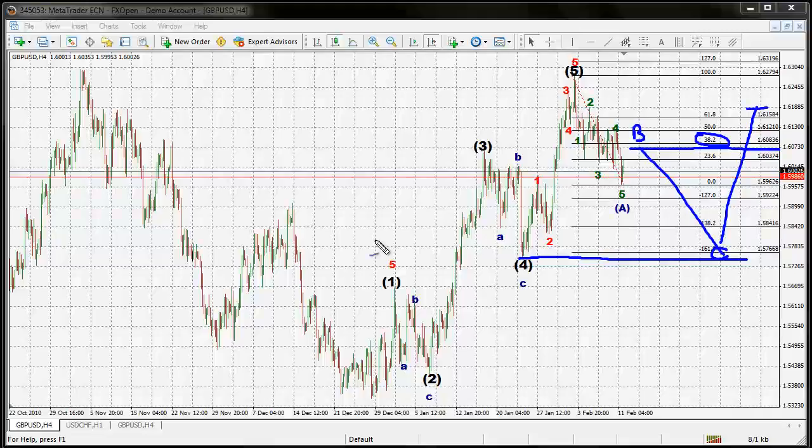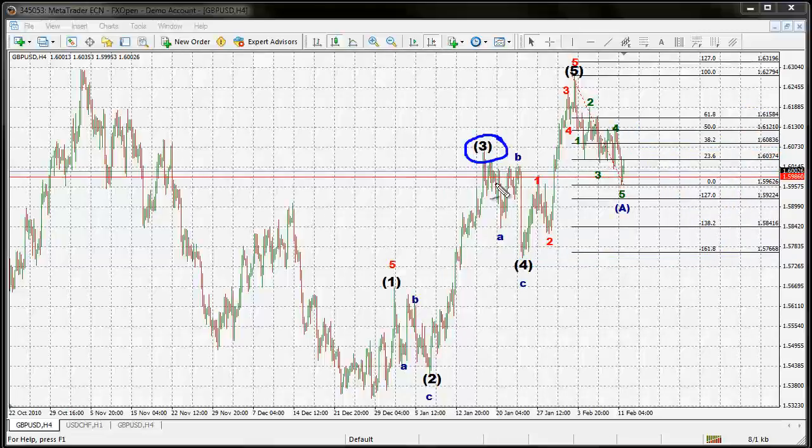Okay, wave 3 is here. Wave 3 needs to be 161.8%. Oops, 1.618. Let's just take that off again, just make this a little bit neater. Wave 3 needs to be 1.618 times wave 1. Whatever that distance is from that low to that high, you just calculate it by timesing it by 1.618, which should give you the wave 3 projection.